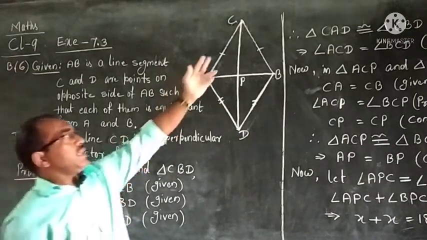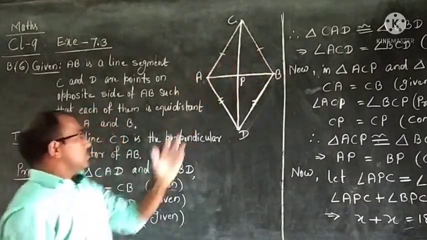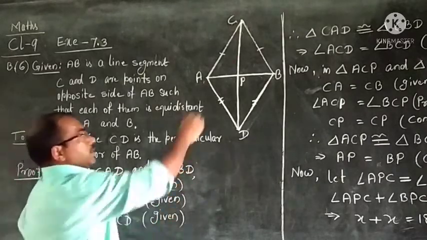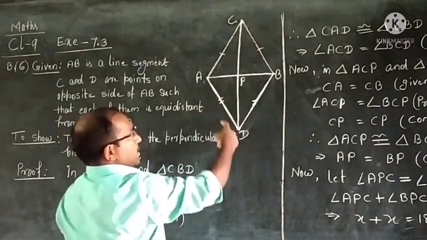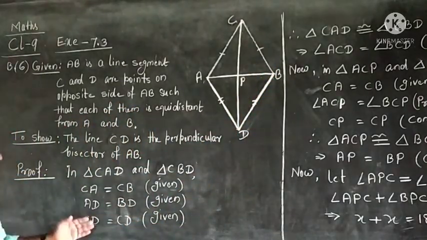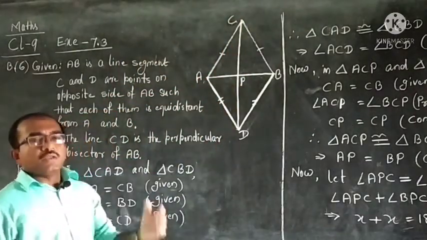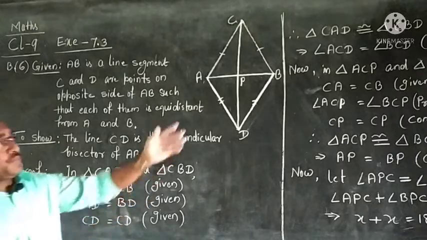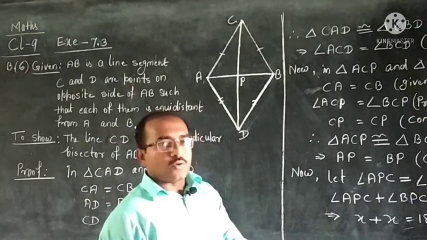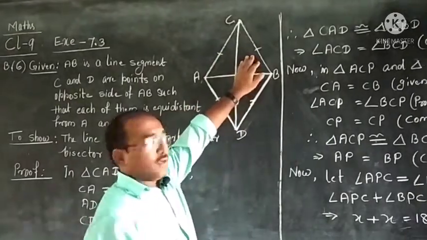Very clearly we see in this triangle AC and in the other triangle BC, these two sides are equal. So, we write here CA is equal to CB, it is given. Then another one, in this triangle AD and in the other triangle BD are equal, that is also given, and CD is common in both triangles. So, by the SSS congruence condition, the two triangles CAD and CBD are congruent. So, every corresponding part will be equal.